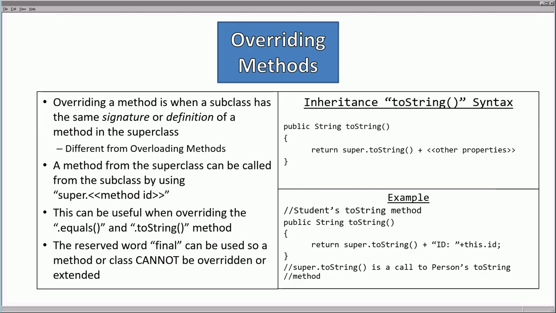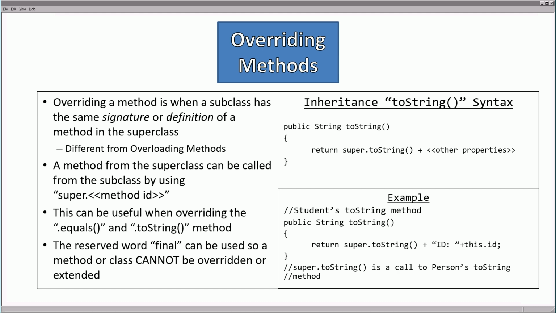In a previous lecture, we discussed overloading methods, where a method had the same name but different parameters within the same class. Overriding methods is when you have the exact same definition or signature in the subclass that appears in the superclass. What this does is it overrides the superclass's version. Along with that, it can be very useful to call the superclass's version by using super followed by the method ID. This can be seen when you're overriding the equals and the toString method.